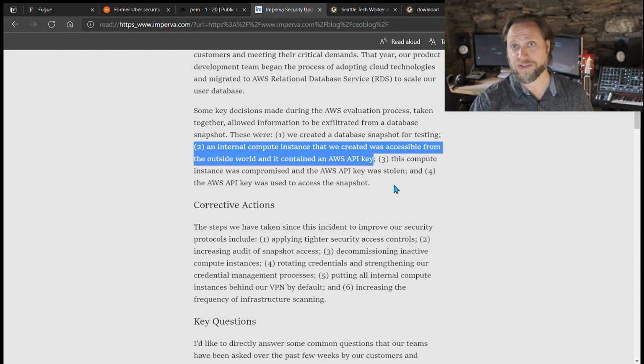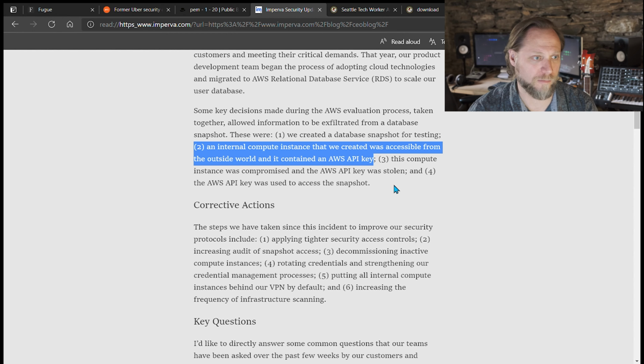Because the compute instances, in this case, it said it contained an AWS API key. That might be it being on a disk. It also might be that it had access to a secret manager, or had access to the AWS metadata, which is a really nice way to handle these things.